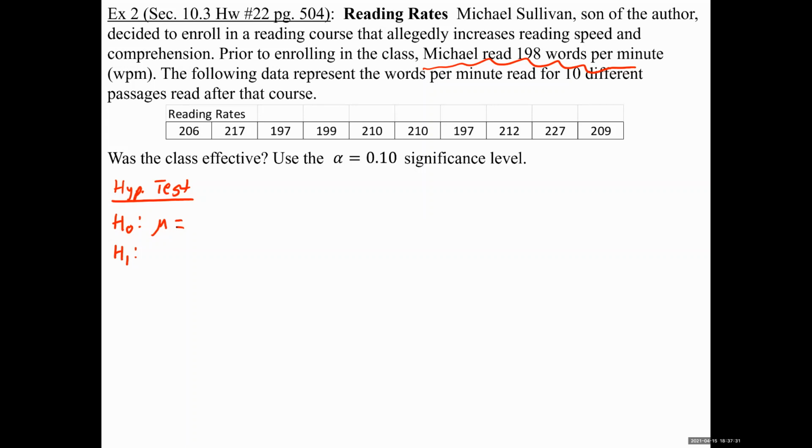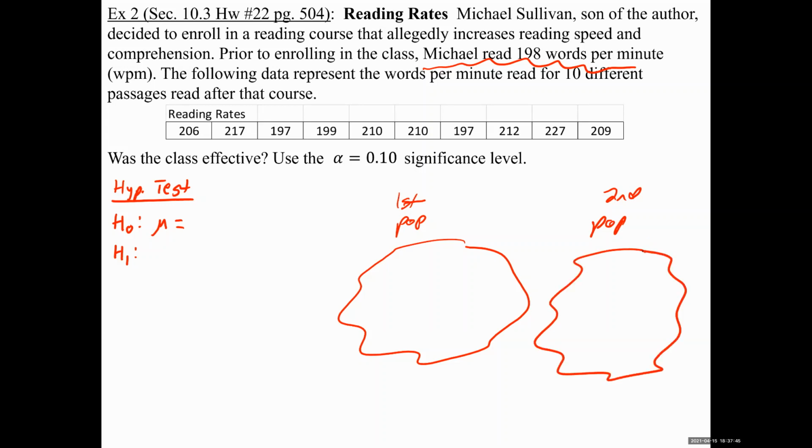But again, I want to make sure you guys understand there's 2 populations in this problem. There's a population, right, first population, and then there's a second population. Because it says prior to enrolling in the class, he read 198 words per minute. The first population is basically all passages. You don't have to write this down. That he read before he took the course. And the second population is all passages that he read after taking the course.